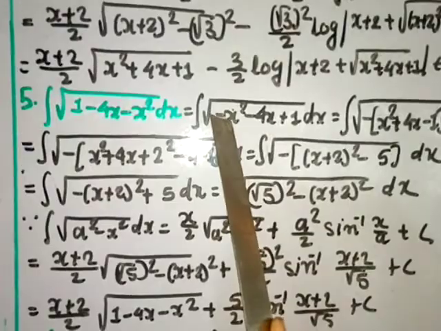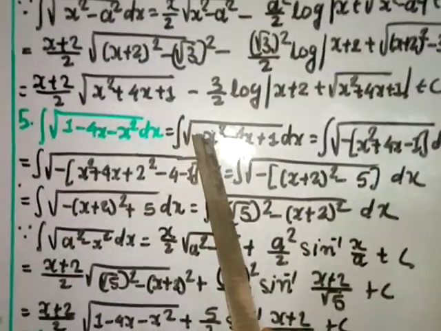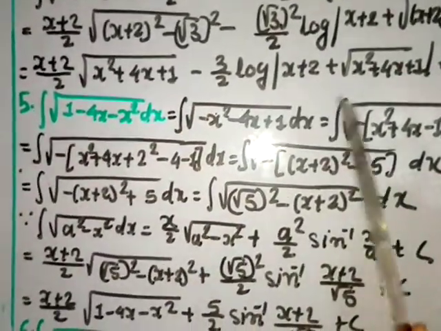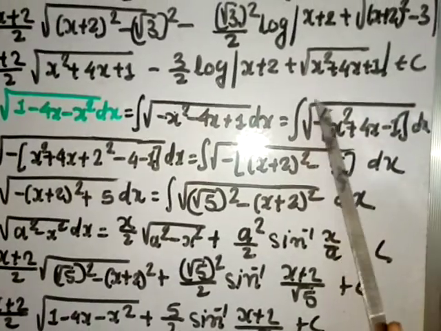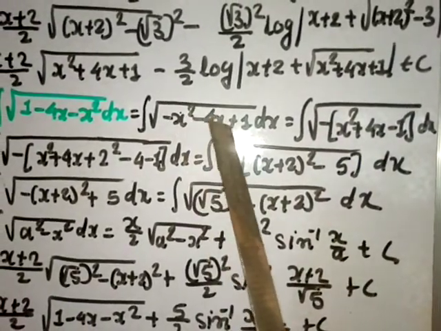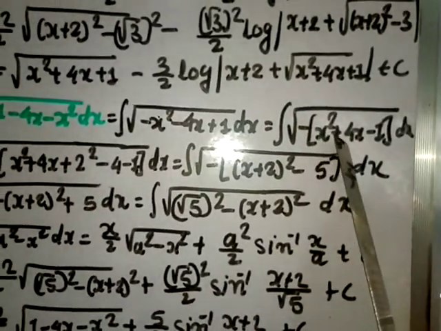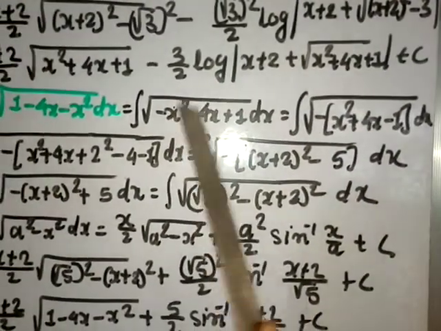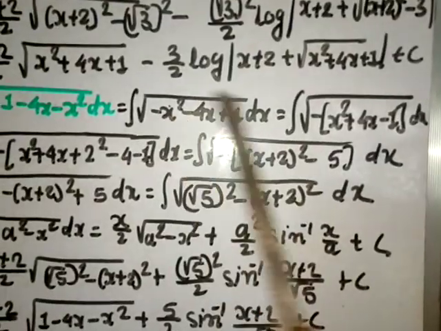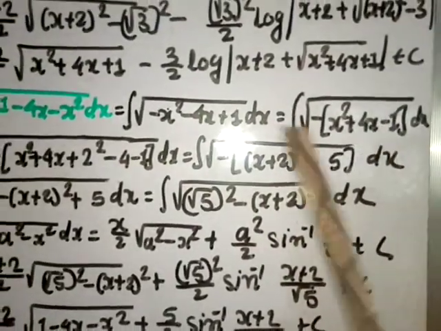As I said, this x square coefficient has to be 1, so I will take negative common here because minus 1 is there. So integral square root of minus, taking common, this will become plus, this will become negative, this will become positive. So minus is taken, (x square plus 4x minus 1). Okay, minus 4 becomes plus 4, plus 1 becomes minus 1.